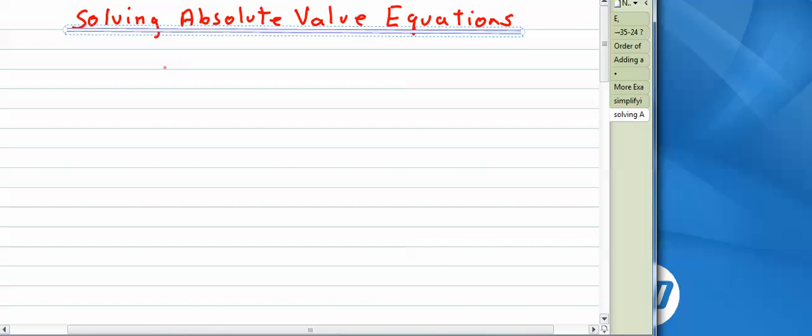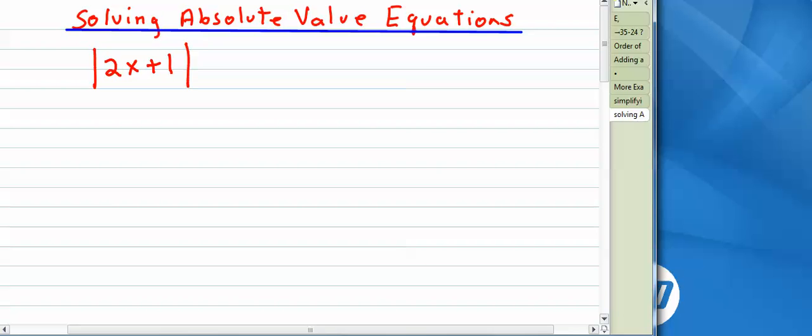Hello, this is a short presentation on solving absolute value equations. Basically, our absolute value equations are going to come in two forms. One, the absolute value of some expression equals some number. All right, we have an expression, 2x plus 1, and that absolute value of that expression is equal to some number, 2.